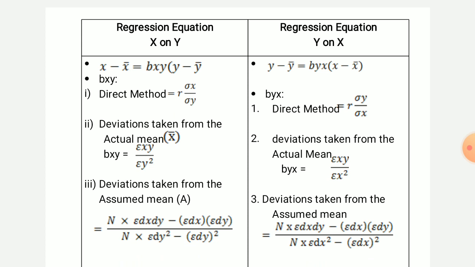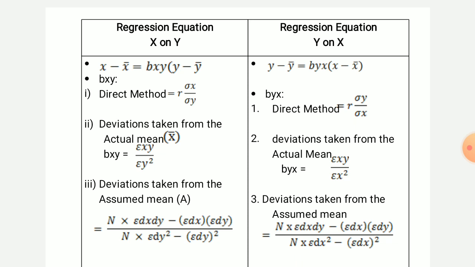And under the regression equation y on x, byx under the direct method can be represented as r into sigma y by sigma x. And when deviations are taken from the actual mean, then bxy can be calculated as sigma xy by sigma y square. And for the regression equation y on x, when deviations are taken from the actual mean, byx can be calculated as sigma xy by sigma x square.